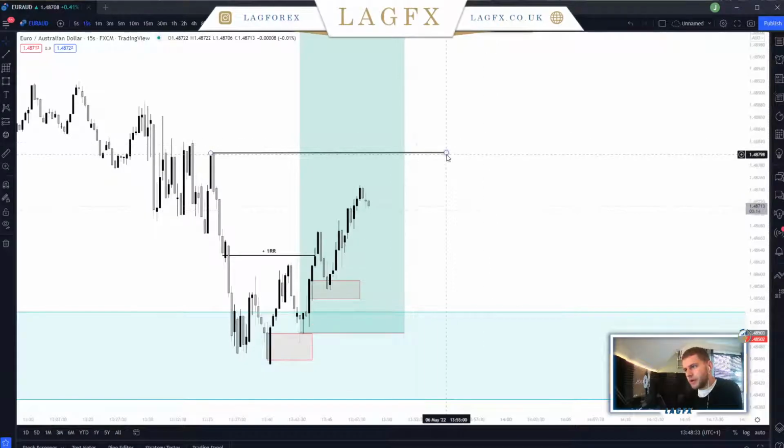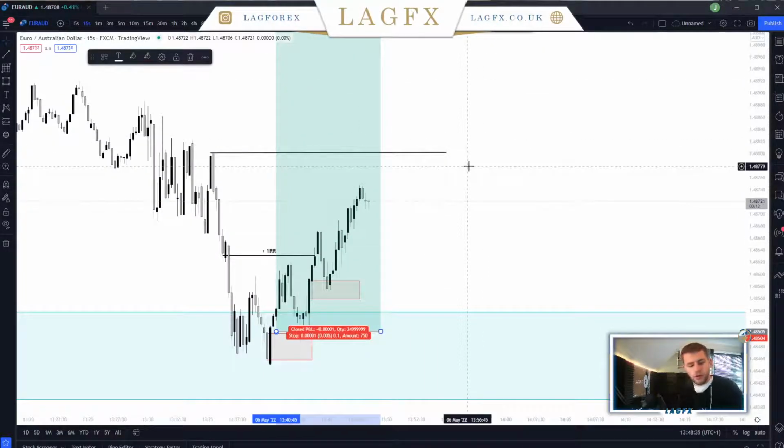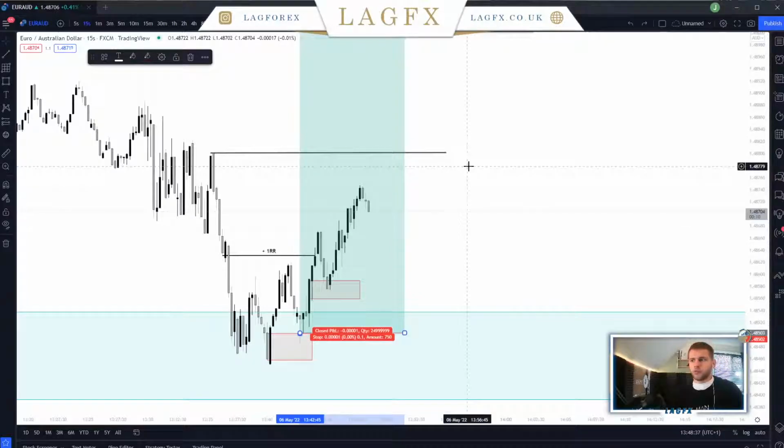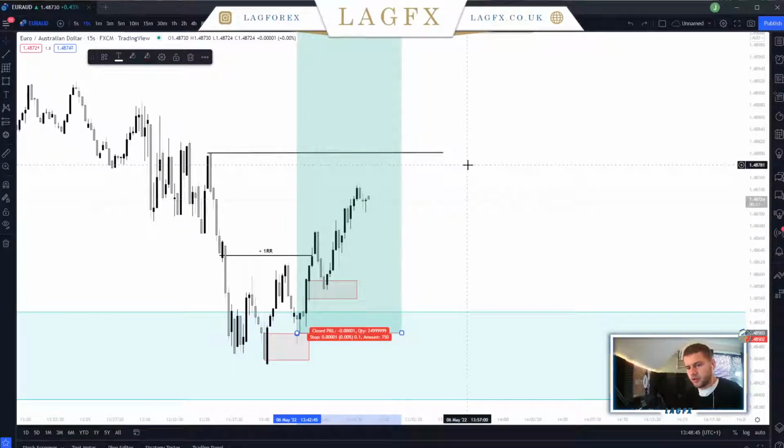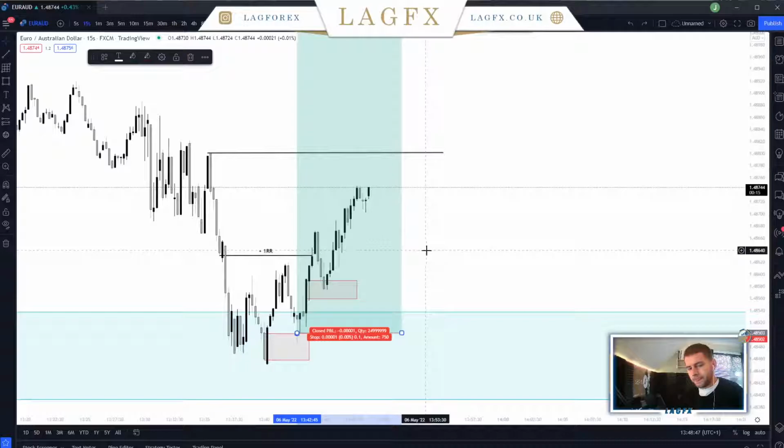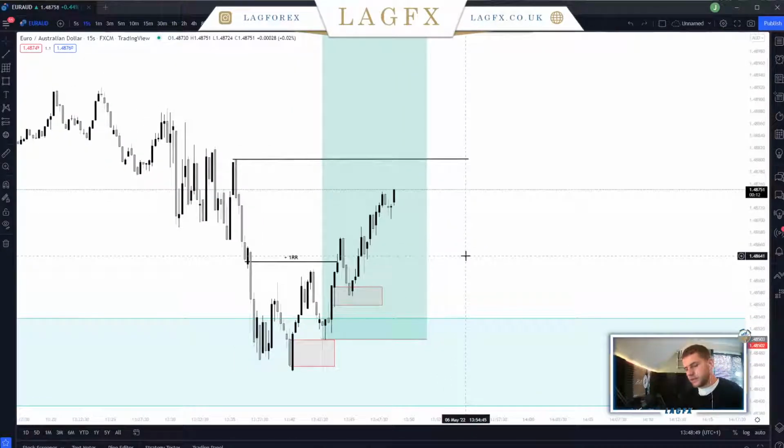I personally am actually waiting for this displacement first before looking to enter. I don't usually place trades on the euro to Australian dollar. I'm not sure if I even have it pinned on my MetaTrader, so I might have to get that sorted.